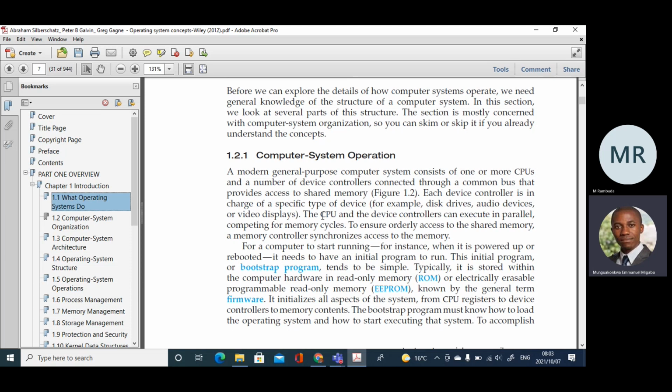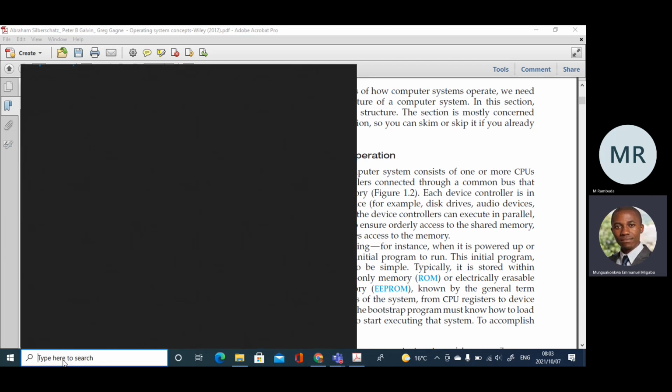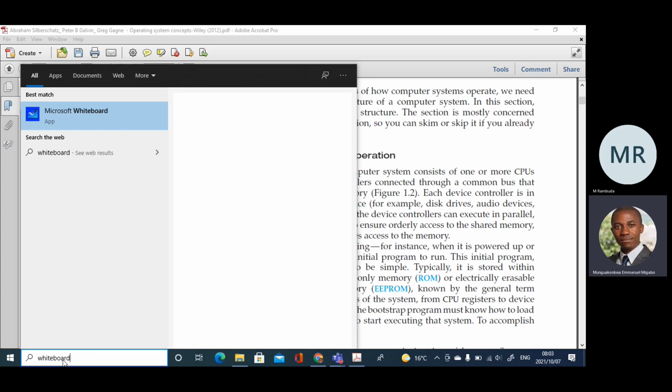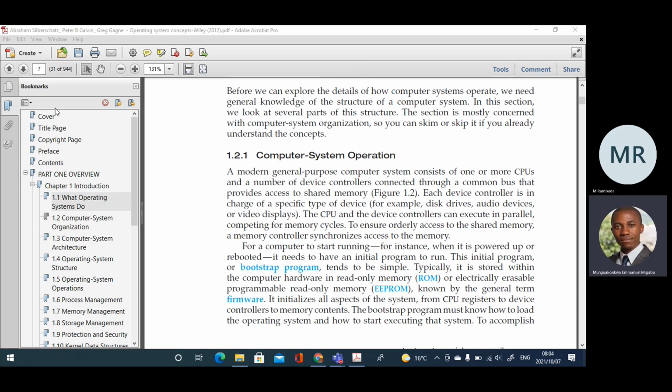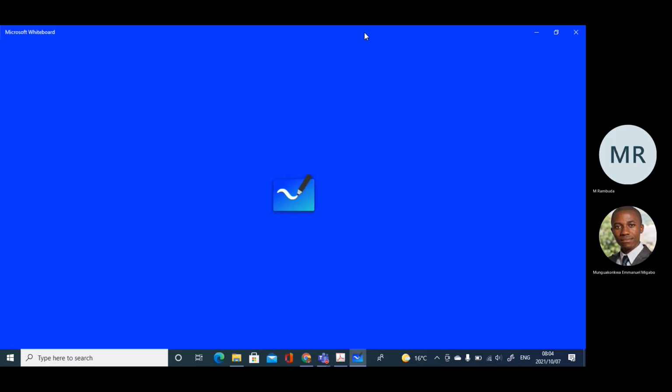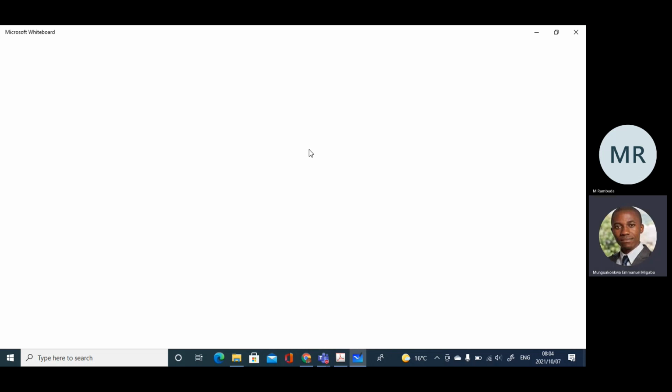A modern general purpose computer system consists of one or more CPUs and a number of device controllers connected through a common bus that provides access to shared memory. Three major aspects are identified there. Core aspects of the computer system here. Can you mention them to me, that you can read through those lines? What according to you are the three critical aspects you cannot speak about a computer system without mentioning? Actually, I will go for four.